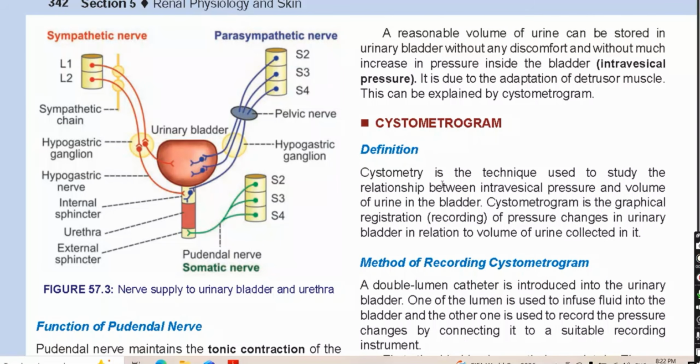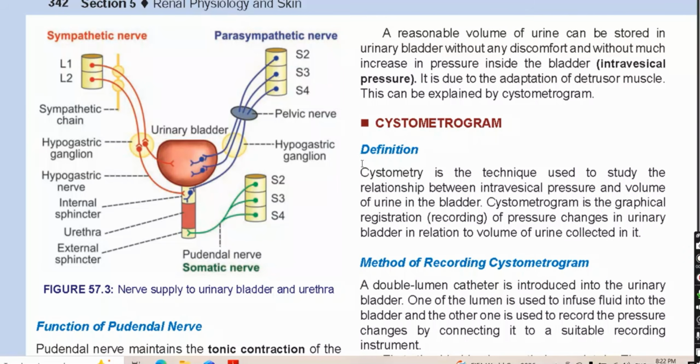Today, in the second part of the micturition process, we will discuss it in a simple, easy to understand way and in an exam-oriented manner, specially designed for you. So let's get started with our micturition second part.